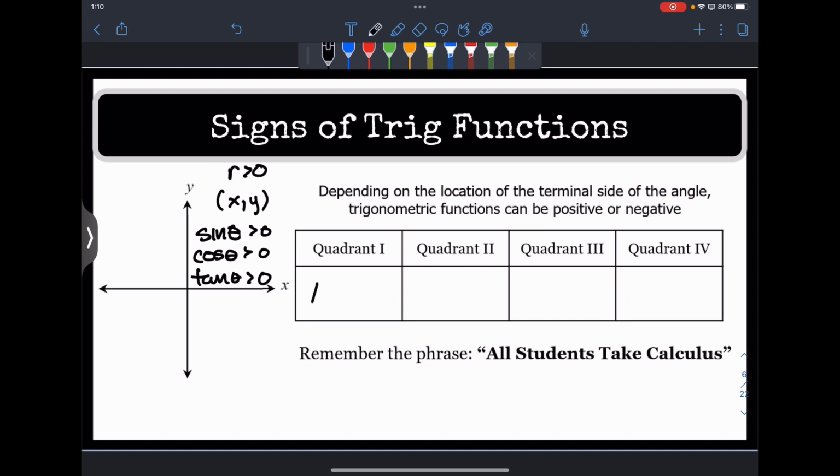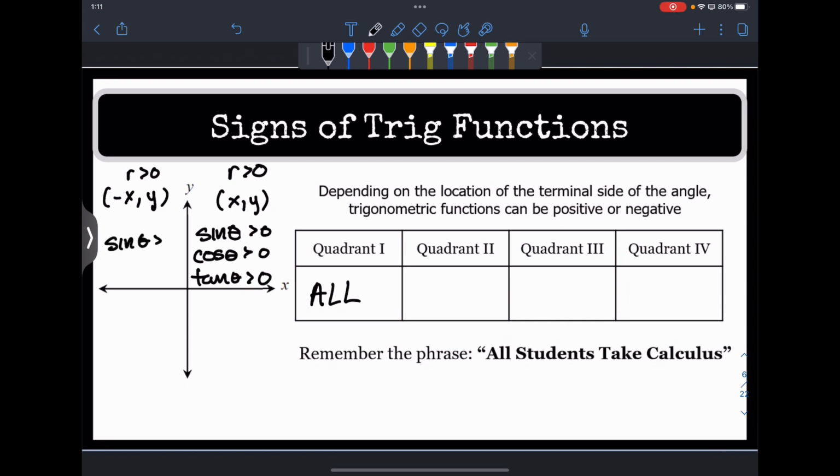So in quadrant number 1, all 6, not just these 3, remember the reciprocals, all 6 of them are going to be positive. Now, in quadrant number 2, where our x is a negative value and y is a positive, the only trig function that is positive here is sine.